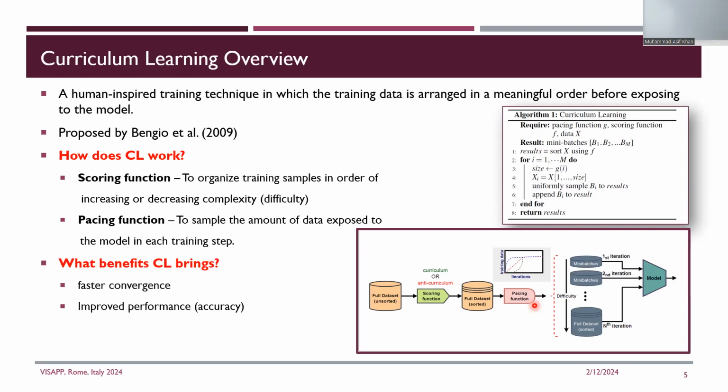Typically, we can achieve two benefits from curriculum learning. First, we can train the model, and the model can converge much faster than the standard training. And second, we can get higher accuracies using curriculum learning than the standard training.